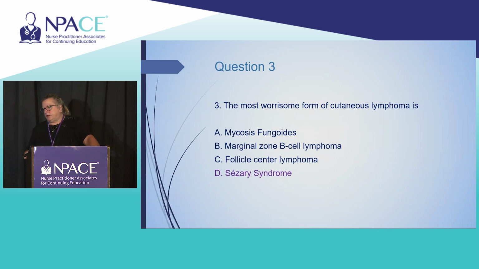And the last question for the cutaneous lymphomas, remember we said the B cells, with rare exception, are not particularly worrisome. Cutaneous T-cell lymphoma is more worrisome. The majority of T-cell patients have mycosis fungoides, a very small 5% have Sézary syndrome, but that is associated with a very, very poor prognosis.